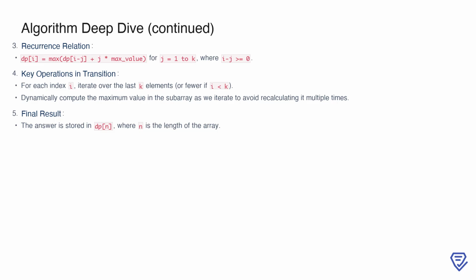The recurrence relation for this problem is expressed as dp[i] equals max of dp[i - j] plus j * max_value, where j ranges from 1 to k, and we ensure that i - j is non-negative. To efficiently compute this, we iterate backward over the last k elements, or fewer if i is less than k. As we iterate, we dynamically calculate the maximum value in the current subarray to avoid redundant recalculations. Once we have processed all elements of the array, the result of the problem will be stored in dp[n], where n is the length of the array. This approach ensures that we systematically account for all possible partitions and maximize the sum.